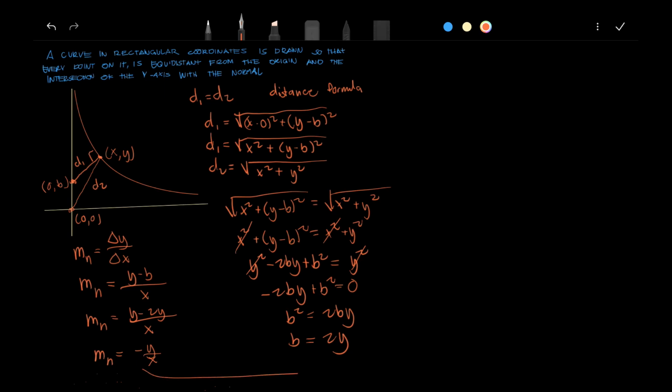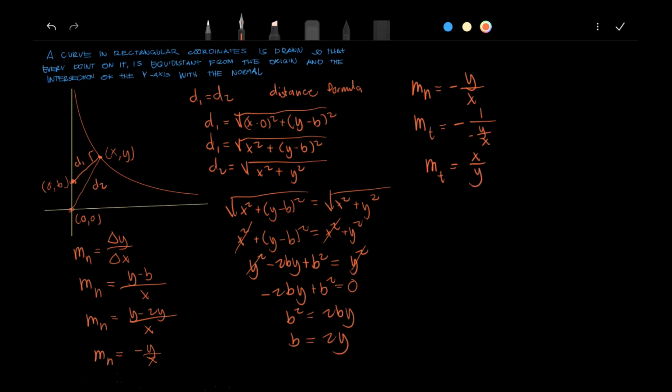Now let's continue here. So mn, which stands for the slope of the normal line, can be used to determine the slope of the tangent, which is the negative reciprocal of the normal line. So we have negative 1 over negative y over x, and simplify, we have x over y.